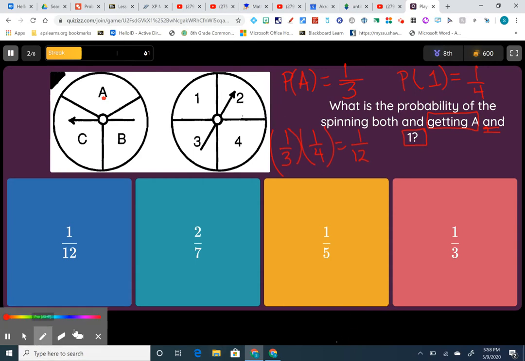So I see 1/12, so I'm excited. I'm on a roll. I thought I was. Here we go, on a roll.